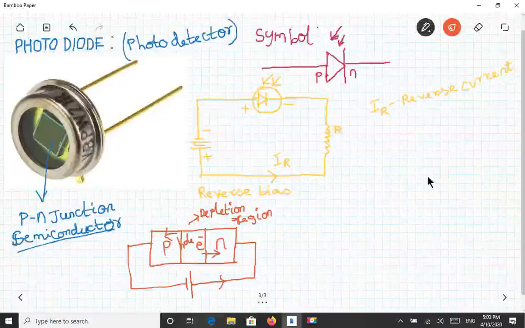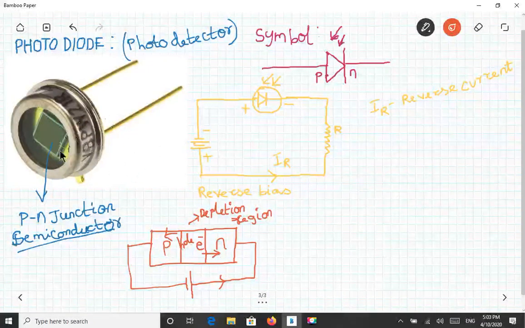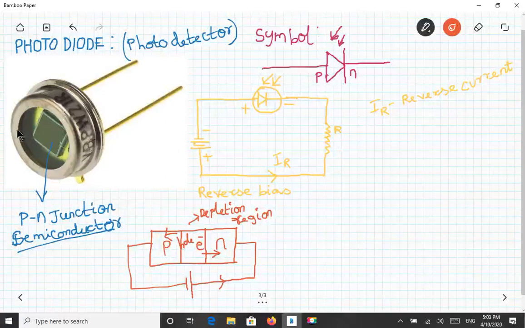Hi everyone. So the next topic we are going to see is called the photodiode. This photodiode is an application of the photoelectric effect that we saw before. You can see from this picture that there is a semiconductor, which is a PN junction, and above that there is a glass window. This is a photodiode or photodetector. It can be used as a sensor which will sense the light and produce a current.